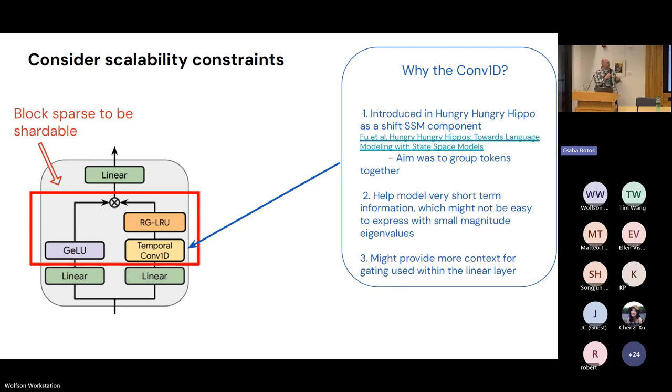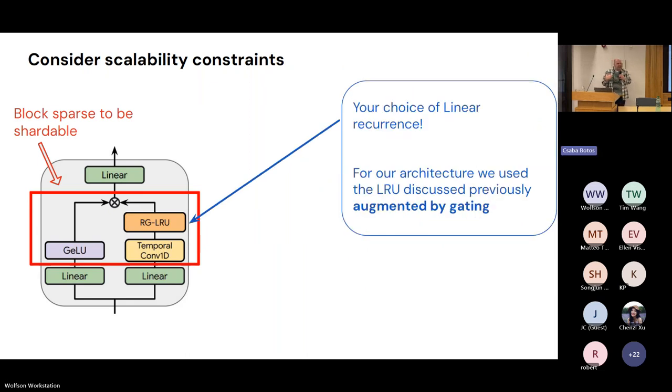And the third thing is that the output of this Conv1D is what goes into the gating. So now the gates have a bit of context when they make their decision. If you use your gate to decide, do I care about this token or not, you might want to condition that on some context. And this Conv1D usually has a kernel of size 4. So it's not a big context, it's just the last 4 tokens, but it still gives you some context to make the decision.